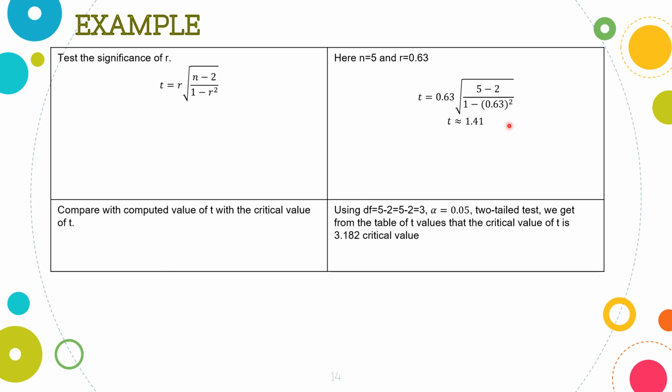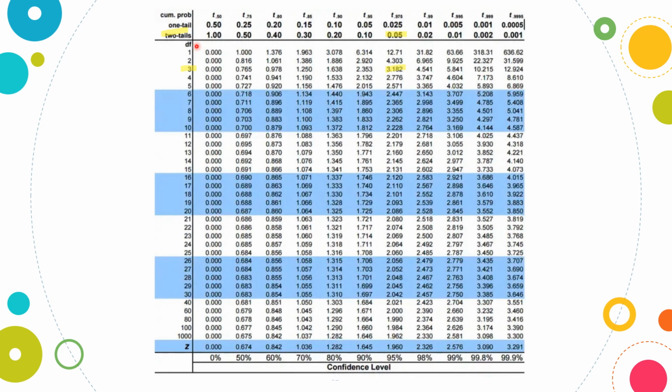Then we compare now the computed value of T and the critical value. So, our DF is 5 minus 2. That will give us 3. Our alpha is 0.05, which is two-tailed test. Yan, two-tailed test. Always. Then, we get from the table of T values that the critical value of T is 3.182. So, let's see kung tama. Ayun. So, DF is 3. Level of significance, 0.05. Two-tailed, that is 3.182.